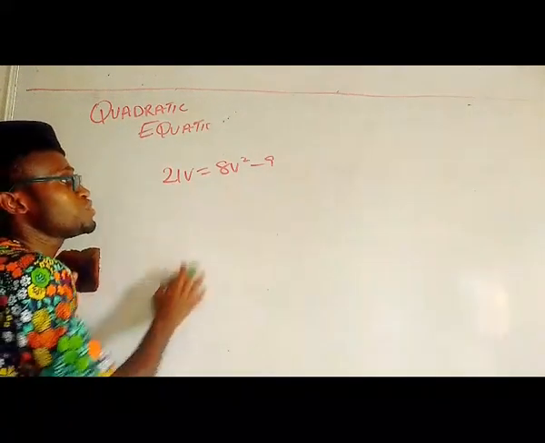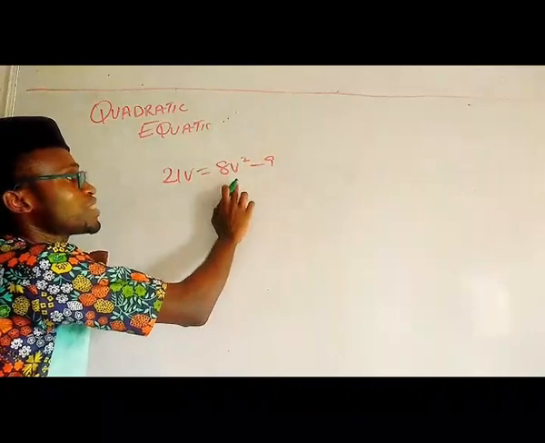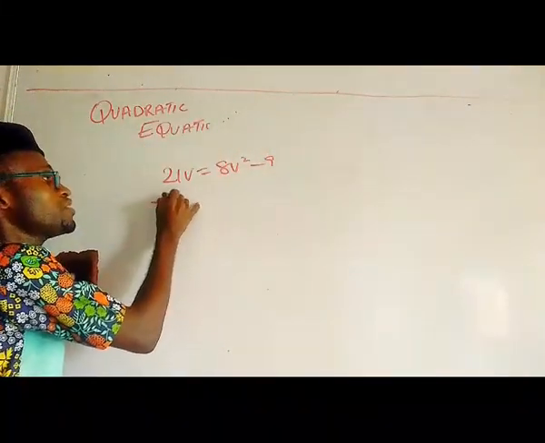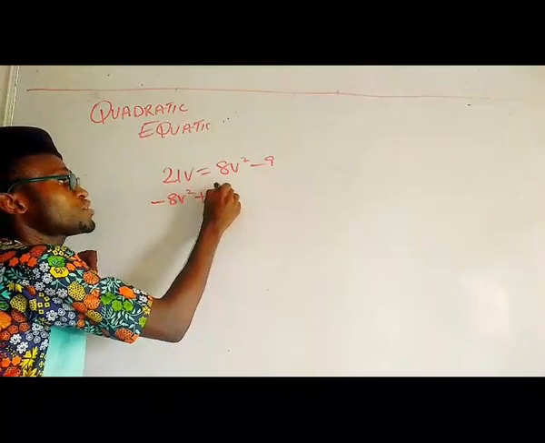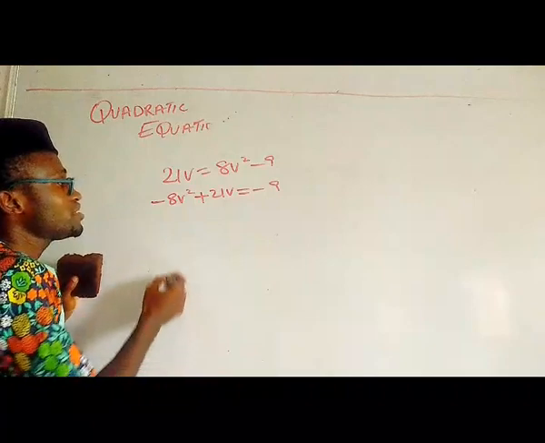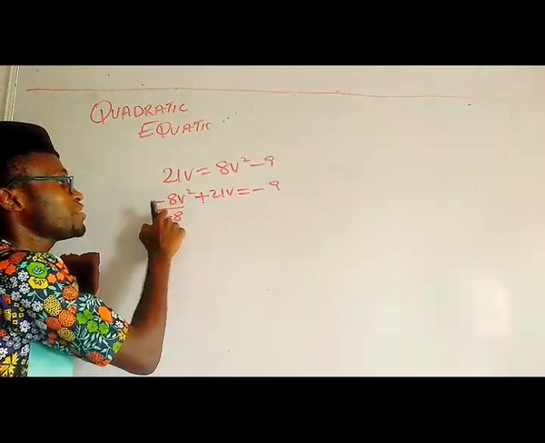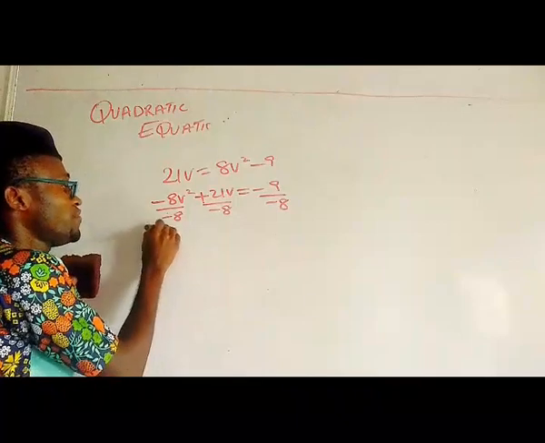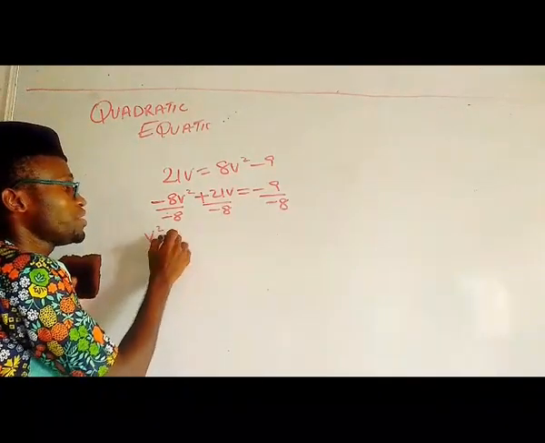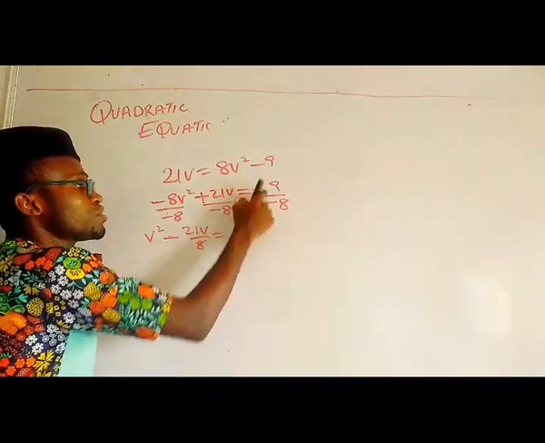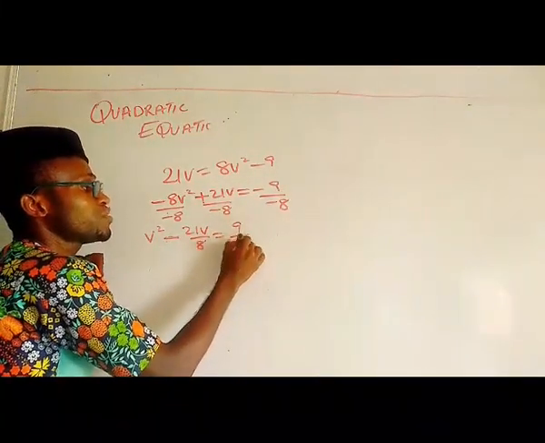Now, for this case, we see that 8v squared, which is the quadratic, is on this side of the equation. We can bring it to this side. So it will be minus 8v squared plus 21v is equal to minus 9. So the first thing to do is to divide through by minus 8. v squared minus 21v over 8 is equal to minus, cancel minus, 9 all over 8.